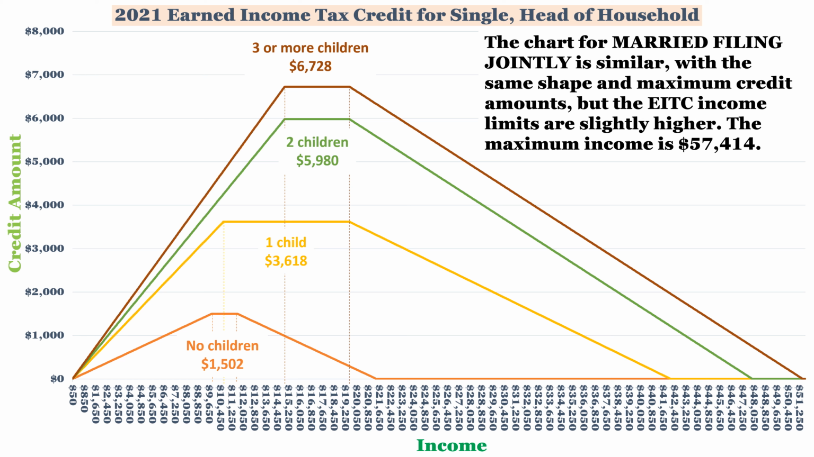The purpose of this video is to show how you may be able to greatly increase this credit while also saving on marginal tax and potentially increasing other credits. As you can see in this chart, the maximum credit is $6,728 for people with 3 or more children, but even people without children can still get more than $1,500.